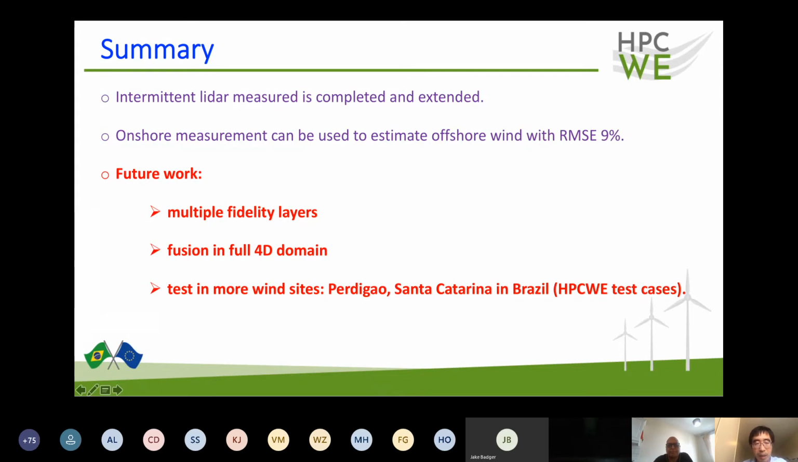Another one is the data fusion in the full 3-dimensional domain. What I presented here is just in the 2-dimensional domain. We have time and 1 spatial coordinate. Later, we can extend it to X, Y, Z, T, 4D domain. And also, we will test more cases, such as the Portugal site and the Santa Catarina site in Brazil, as Jake and Marta have just mentioned. So both of them are HPCWE test cases.